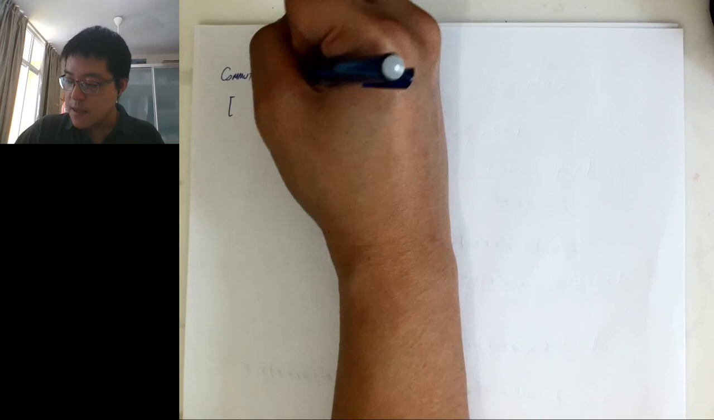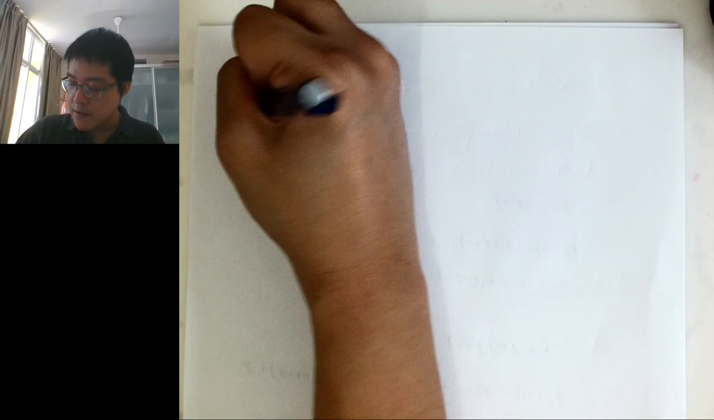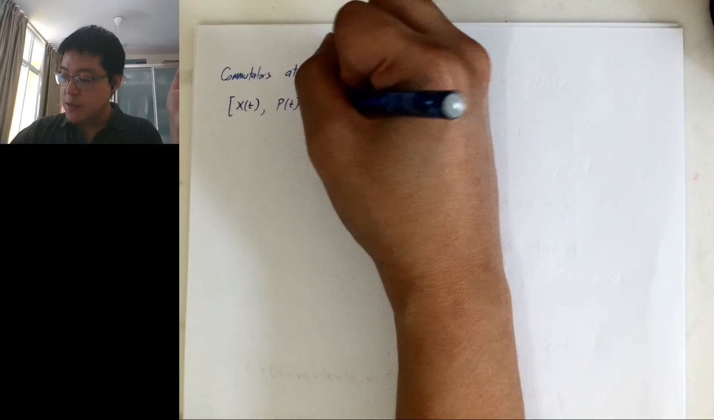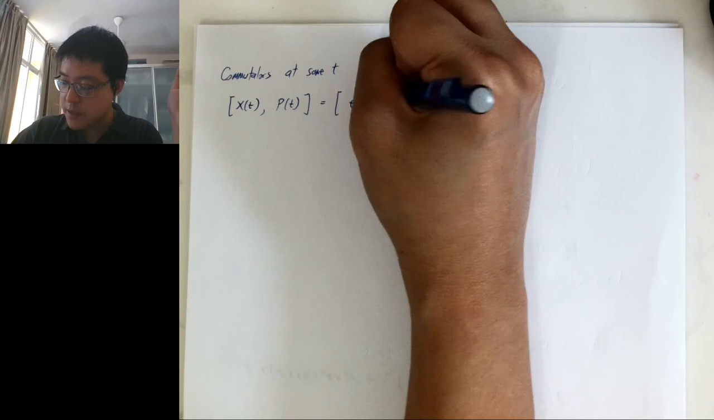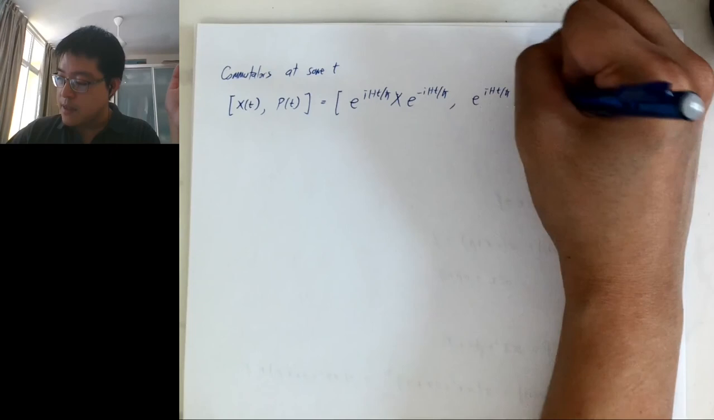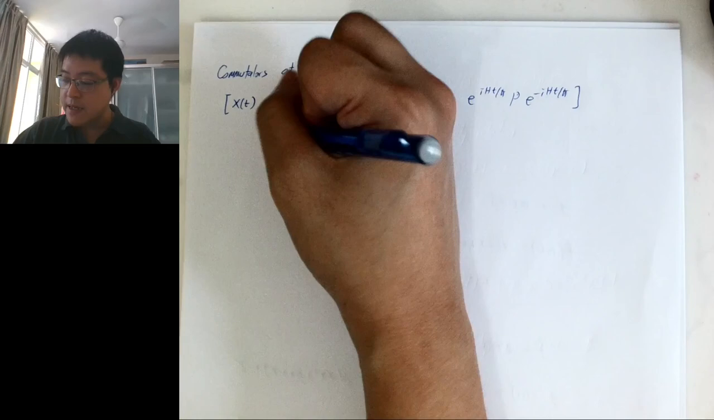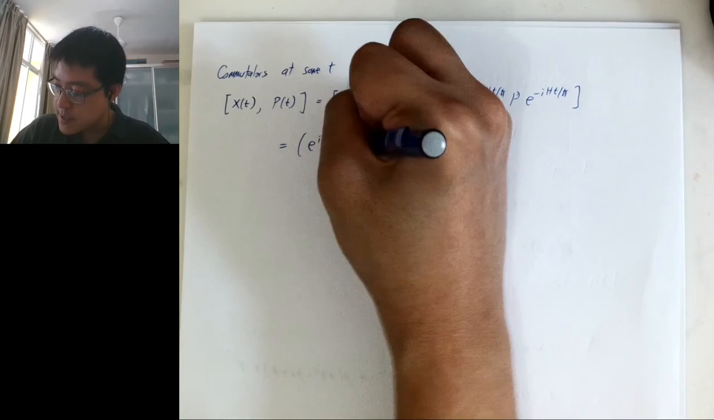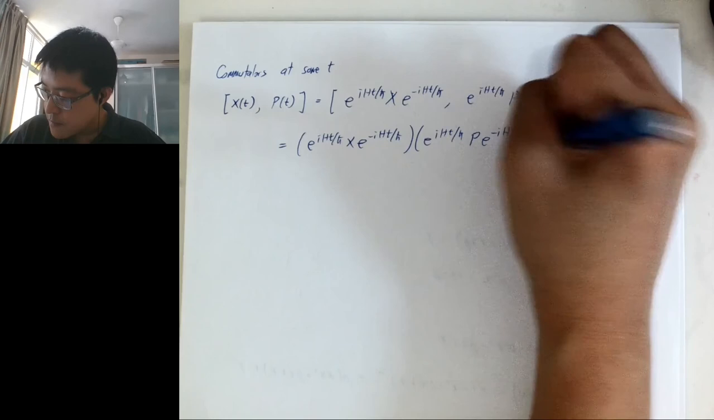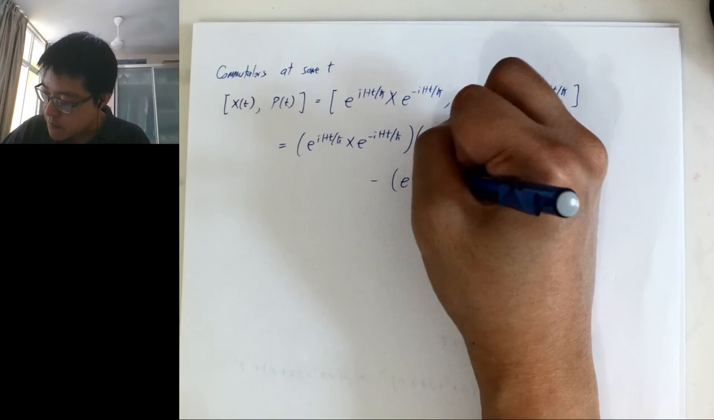So what is the commutator at the same t? At time t, the operator x has become this, and the operator p has become this, right? What does this mean? Well, just now we said the time evolution is e^{iHt/ħ}, this is the initial x, e^{-iHt/ħ}, and then the commutator with e^{iHt/ħ} p e^{-iHt/ħ}. Okay, and then we expand this and do the commutator. So that means this is e^{iHt/ħ} x e^{-iHt/ħ} with this thing and this thing, and then minus with the opposite order: e^{iHt/ħ} p e^{-iHt/ħ} and the other thing.